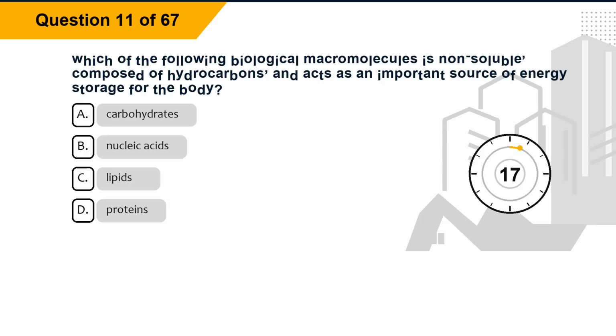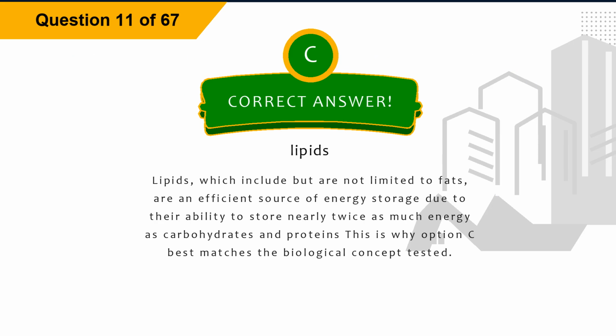Question 11. Which of the following biological macromolecules is non-soluble, composed of hydrocarbons, and acts as an important source of energy storage for the body? Option A, carbohydrates. Option B, nucleic acids. Option C, lipids. Option D, proteins. The correct answer is option C, lipids. Explanation.